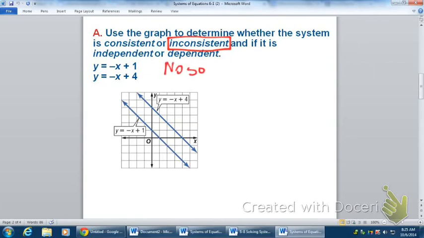Wait, isn't it no solution because it's like negatives? It's no solution because it has no intersection. There's no solution because these lines are not crossing at once. They're not meeting at one point.